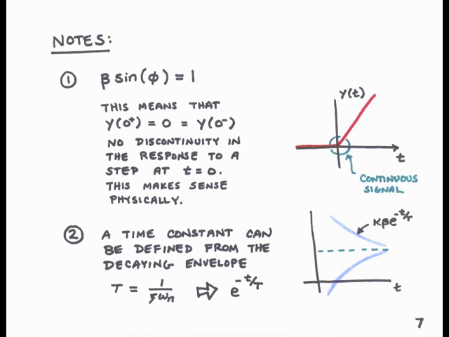The second item here is that we can define a time constant for the second order system response from the decaying envelope. It is the decaying envelope which will determine how quickly we reach steady state. And you can see the time constant is given by 1 over zeta omega n, since it's this value that normalizes time in the exponential.